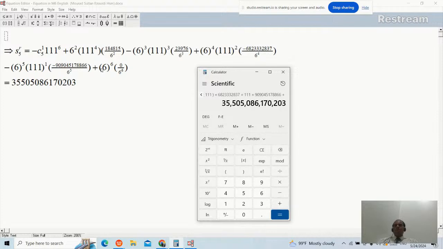Plus 6 to the power 6 multiplied by 0 over 6 to the power 6. So 6 to the power 6 divided by 6 to the power 6 is 1, multiplied by 0, no need to write, is 0. I'll just make the equal sign.